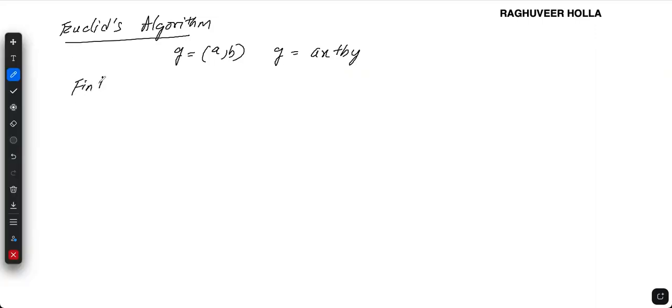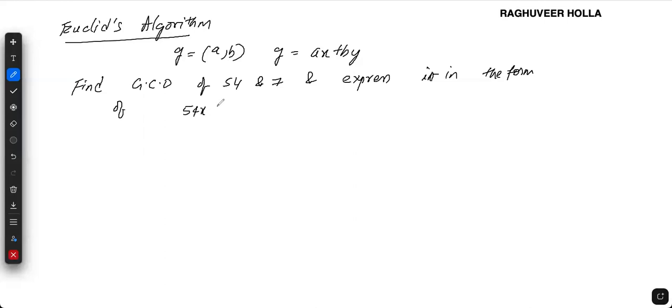So to find the GCD of 54 and 7 and also express it in the form of 54x + 7y, let us see how we can solve this.